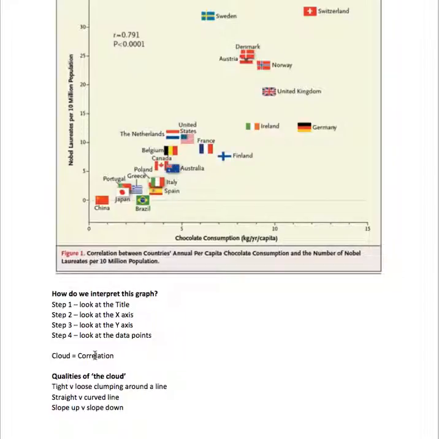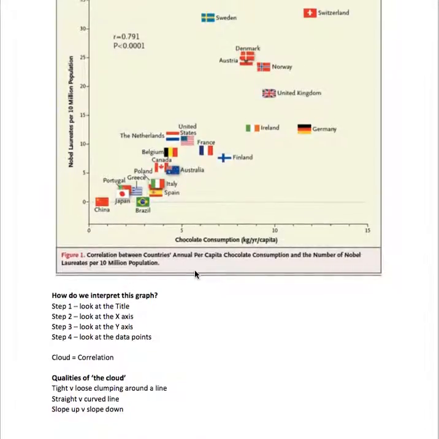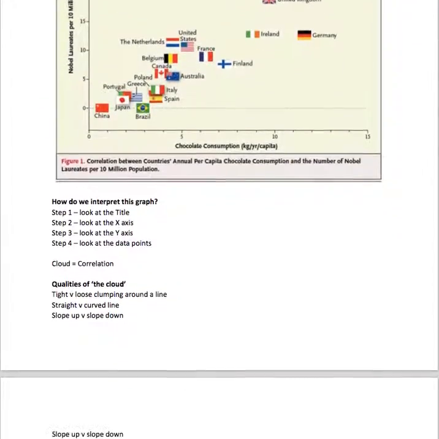Now there are three main qualities of, quotes, the cloud. One of them is whether these data points have tight or loose clumping around kind of like a general line. The second is whether that is a straight versus a curved line. Does it seem to be kind of like a ruler, or is it more like a noodle? And then thirdly, does it slope up versus does it slope down? So this is kind of like an upsloping line. Let's take a look at those one at a time, each of those different qualities.